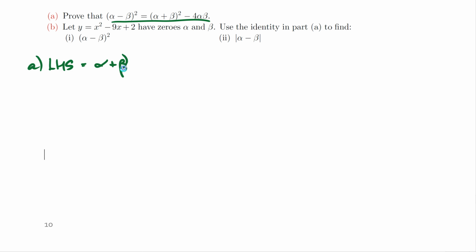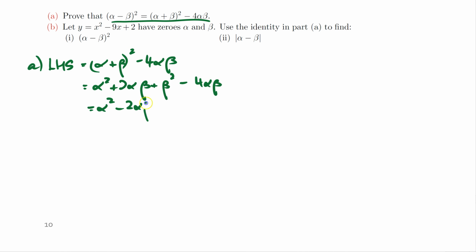So if we have alpha plus beta all squared minus 4 alpha beta, then if I expand this, square of the first, twice their product, plus the square of the second, minus 4 alpha beta, you can see that that will become alpha squared minus 2 alpha beta plus beta squared when we gather terms, which is alpha minus beta all squared, which is our right hand side.